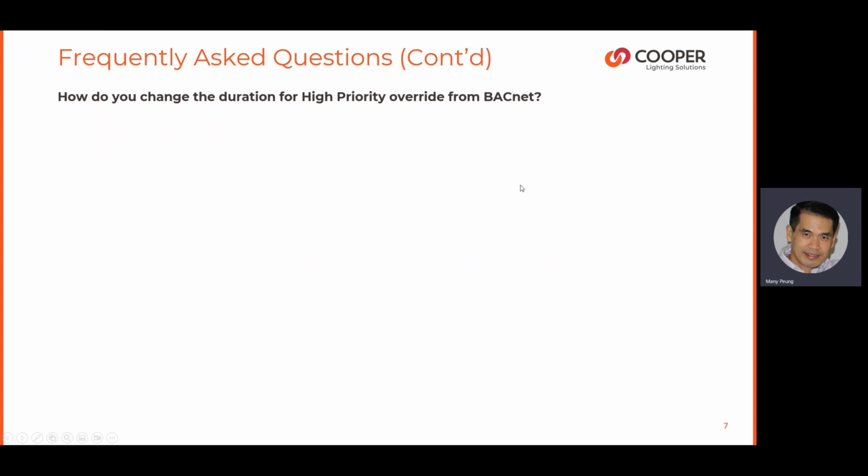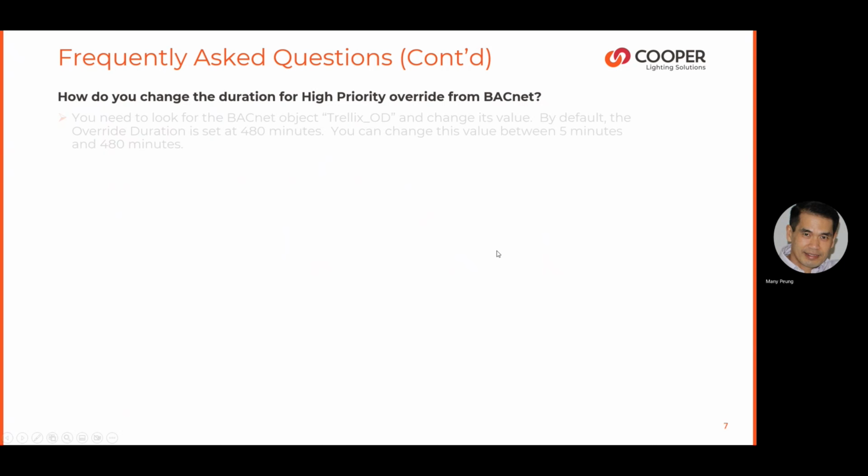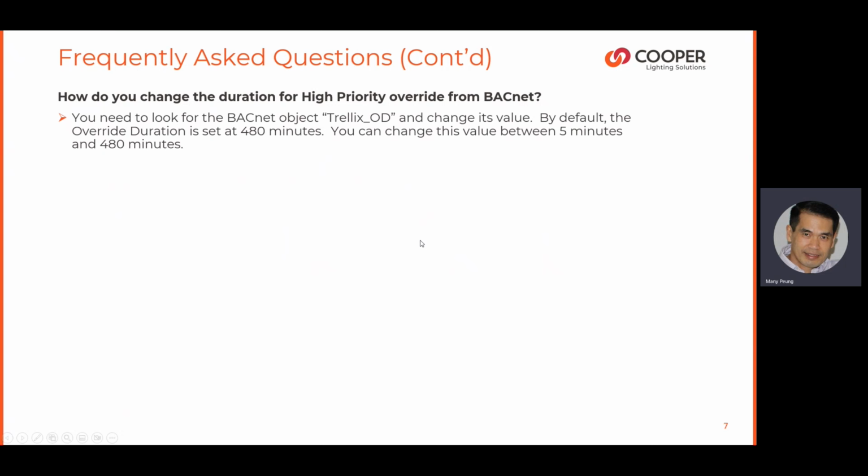So how do you change the duration for a high priority override from BACnet? You need to look for a BACnet object known as Trellix_OD and change its value. By default, the override duration is set at 480 minutes. You can change this value between 5 minutes and 480 minutes. So we need to look for this object name, right?